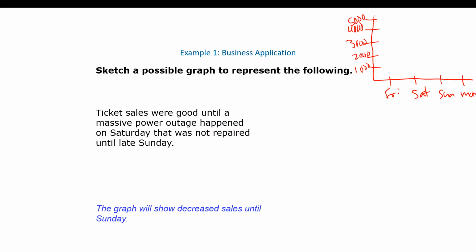So on Friday, the ticket sales were good. Okay, ticket sales were good. So let's put Friday way up here. All right, and then a massive outage happened on Saturday. So we know that we're not going to have very many sales. So let's put it way down here, Saturday, okay? And it was not repaired until late Sunday. So it's probably going to stay low because nothing's going to happen on the next day. But then on Monday, the sales are going to come back up again. All right, so our graph is going to look something like that.